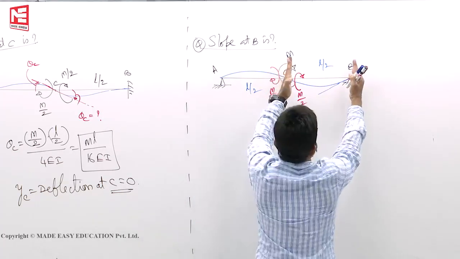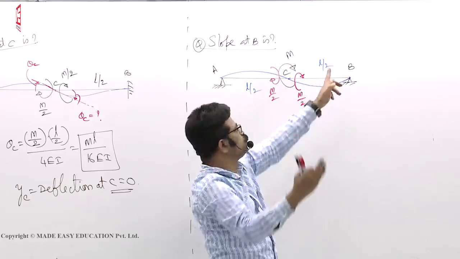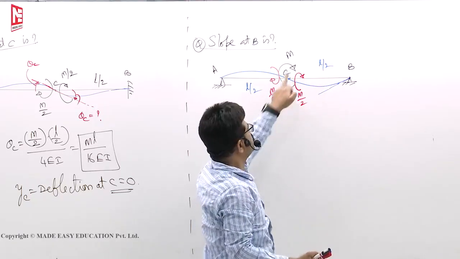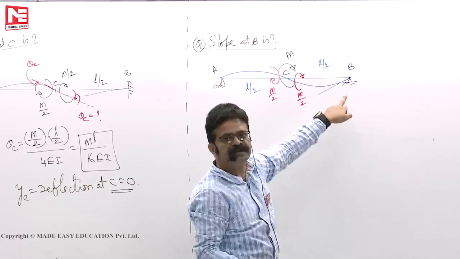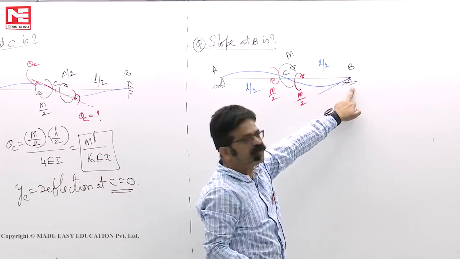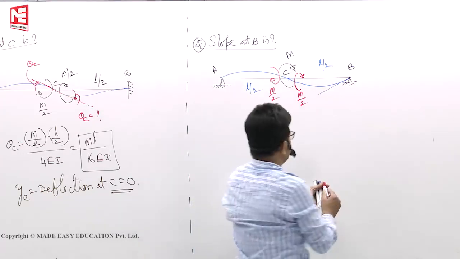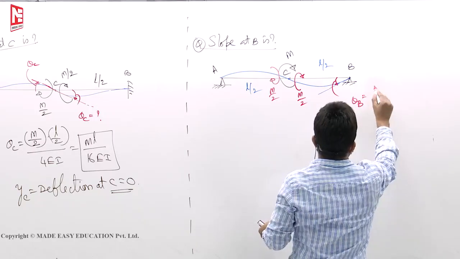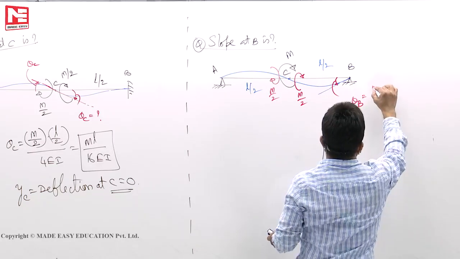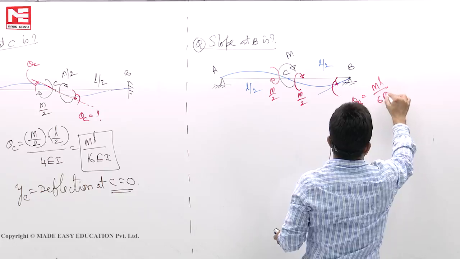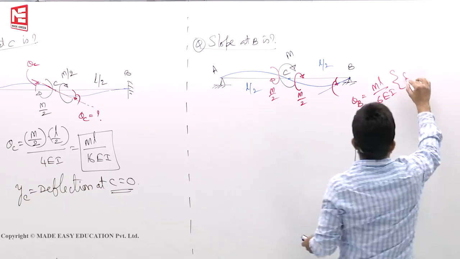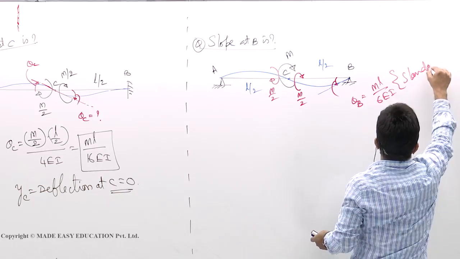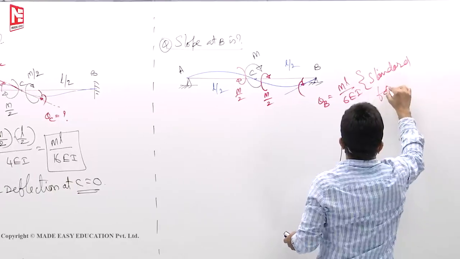Now you have a small beam CB whose length is L by 2, subjected at one end to a moment of M by 2. When the far end is hinged, what is the formula? ML by 6EI. Theta B, your standard formula is ML by 6EI. This is your standard formula.